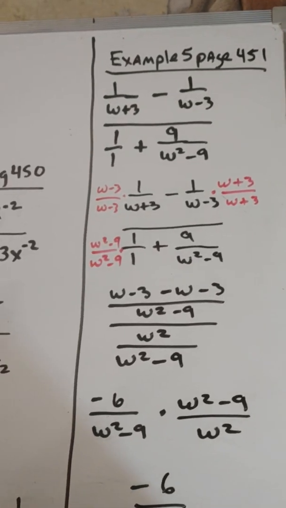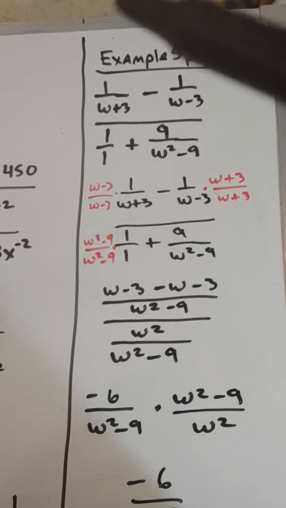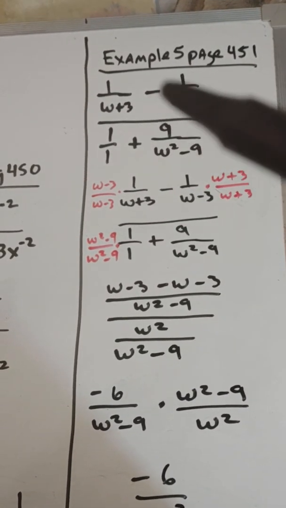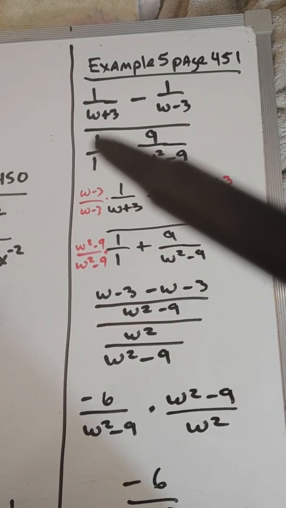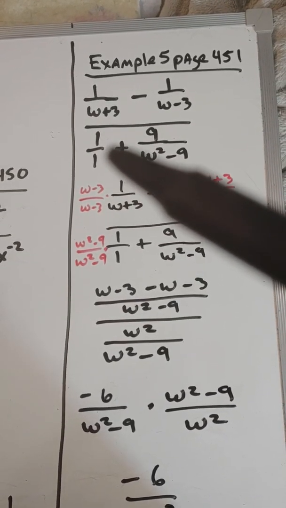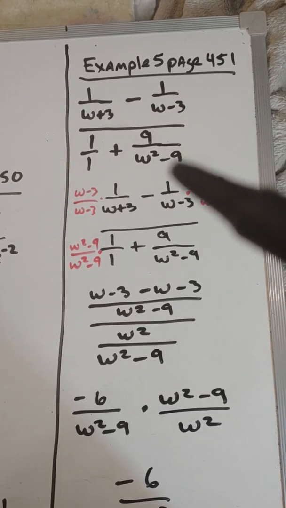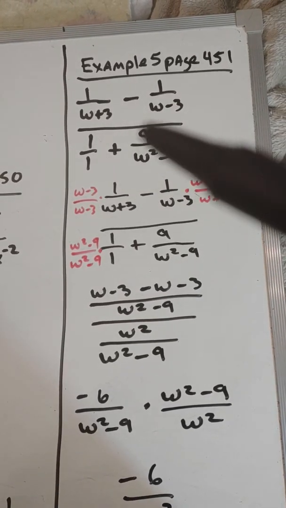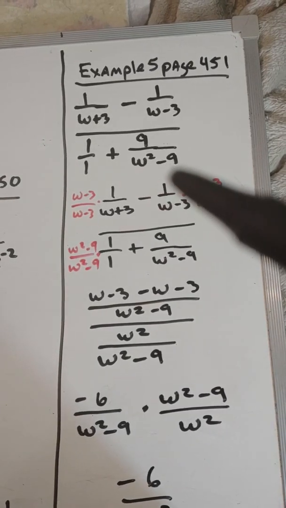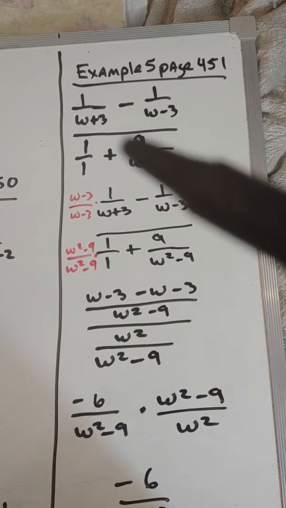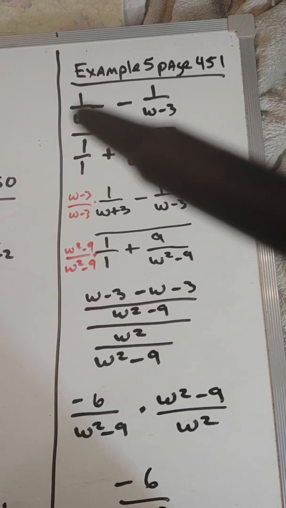Last problem. Example 5, page 451. We have 1 over w plus 3 minus 1 over w minus 3. We have 1 over 1, and again, remember I've taken the whole number and made it a fraction, plus 9 over w squared minus 9. Now normally I would factor this and get w plus 3 times w minus 3. But maybe I'll wait to factor it to see what happens on top.